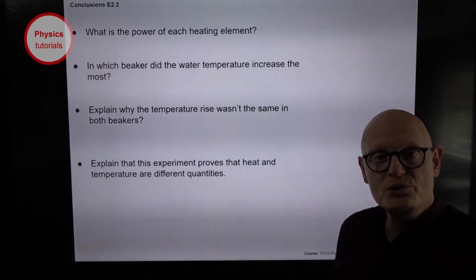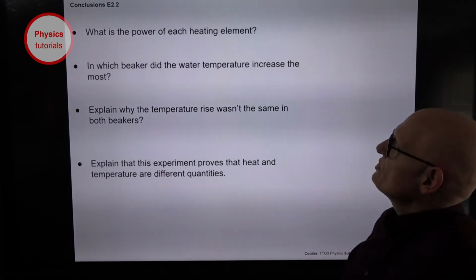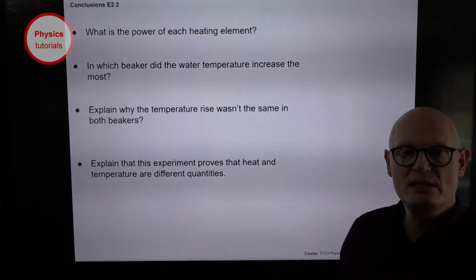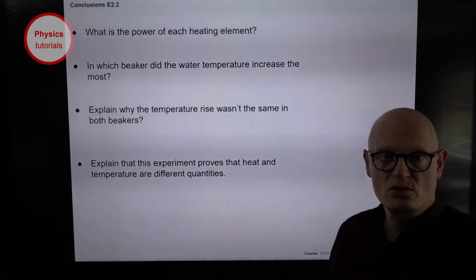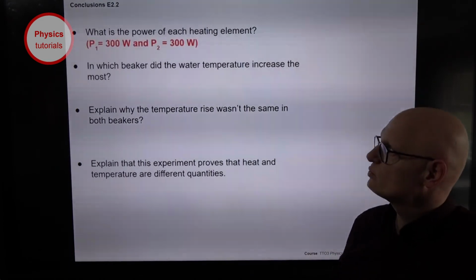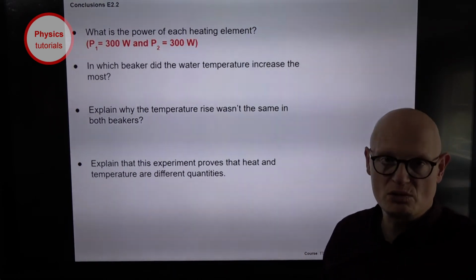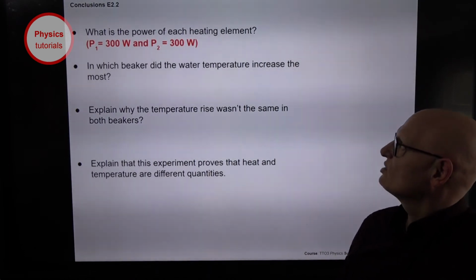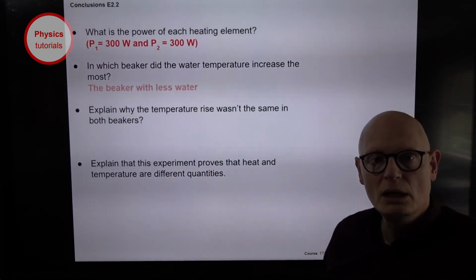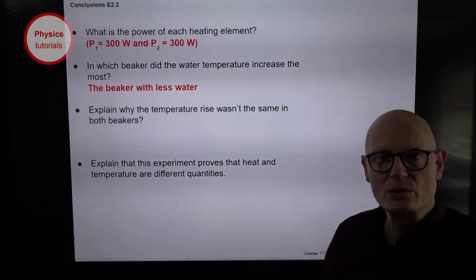Were you able to answer the questions correctly? Let's have a look. First question, what is the power of the heating element? Well, each heating element had a power of 300 watts. So the power of heating element 1 was 300 watts and power of heating element 2 was also 300 watts. In which beaker did the water temperature increase the most? It was, of course, the beaker with the least amount of water.